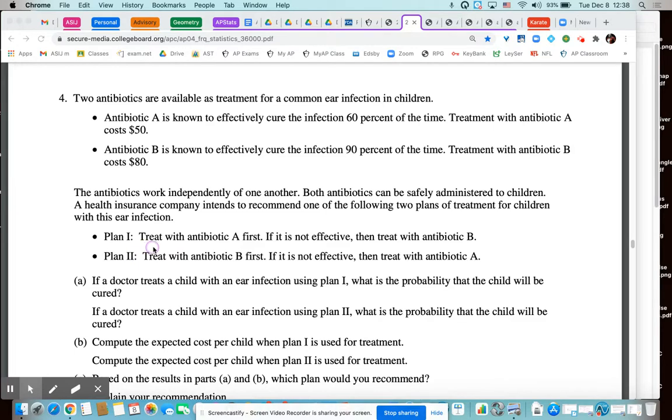So a doctor might think, well, let's treat them with the first antibiotic because it's cheaper, and then if it doesn't work, we'll give them the more expensive one afterwards, right? So you want to think about that.